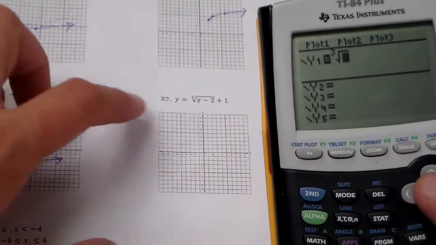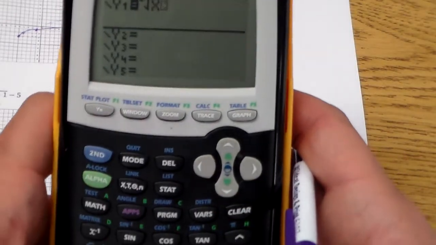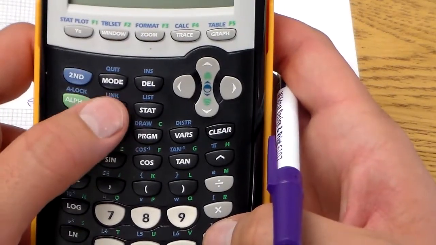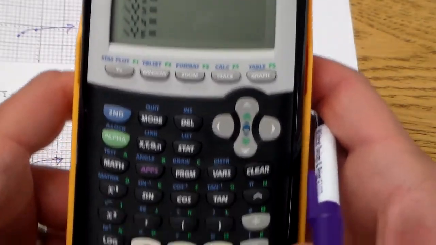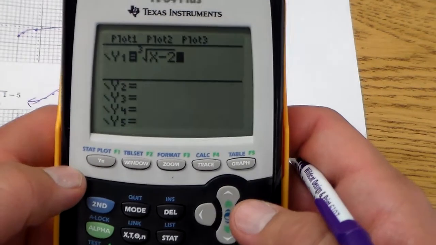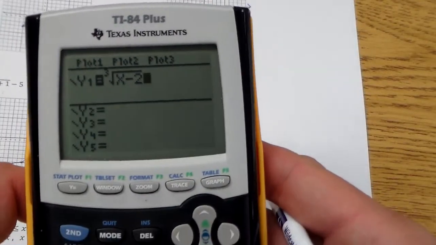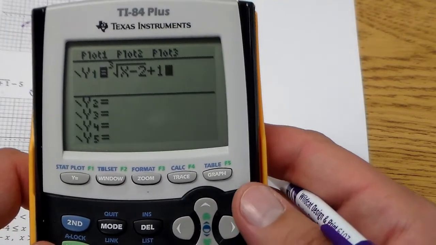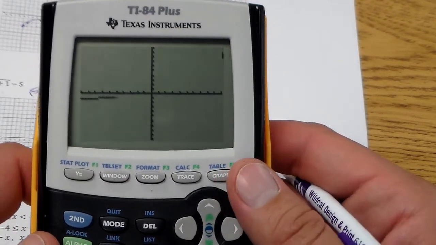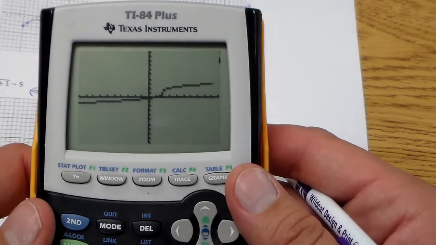Okay, so then we're going to type in x minus 2 inside. So x is right here. Excellent. So that's x minus 2. Right arrow to get out of the radical of the cube root, and then just do a plus 1. There it is. So we push graph, and it is a shift to the right 2 and up 1.